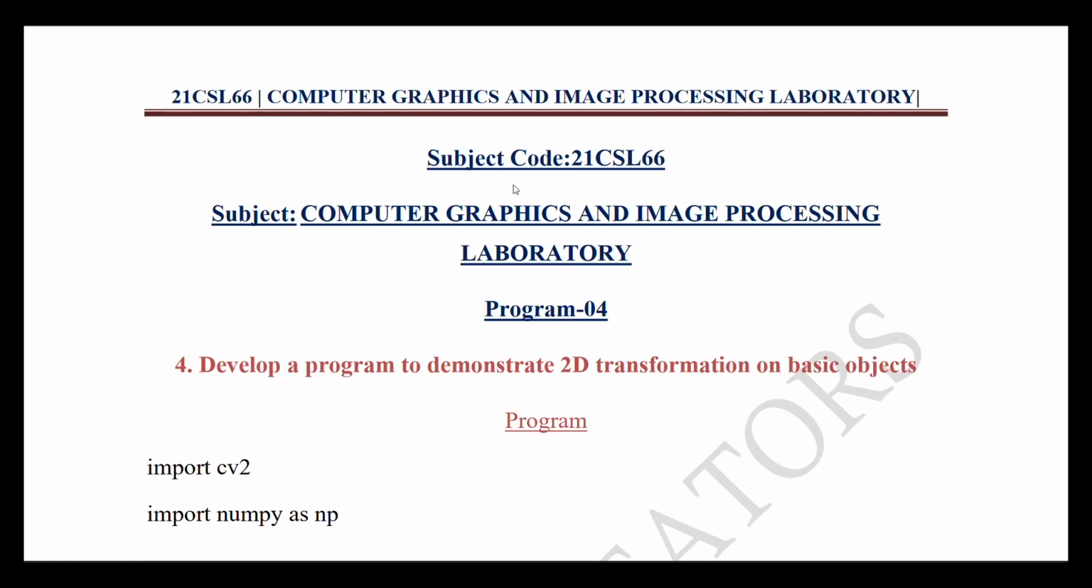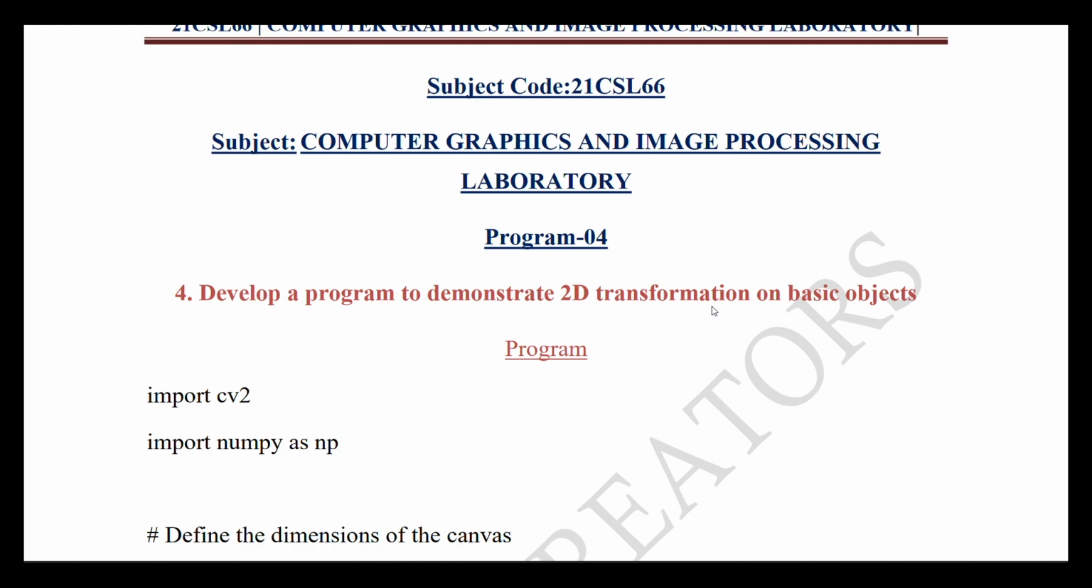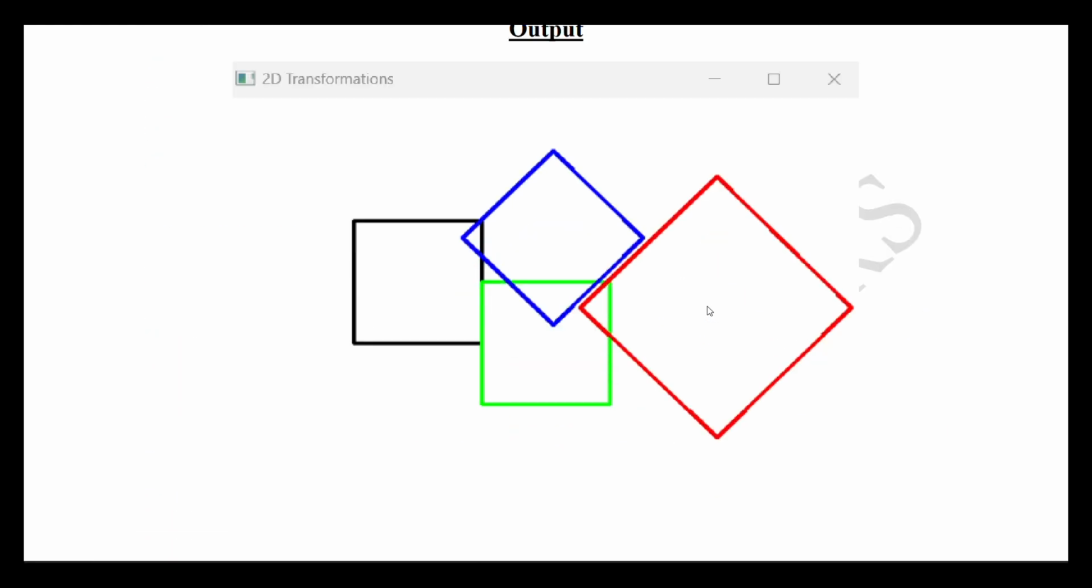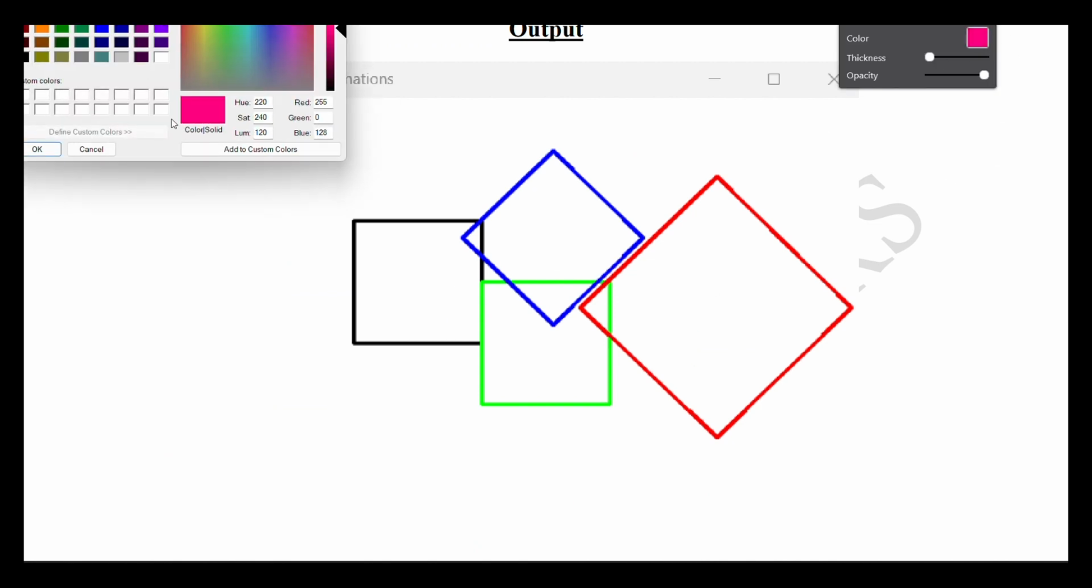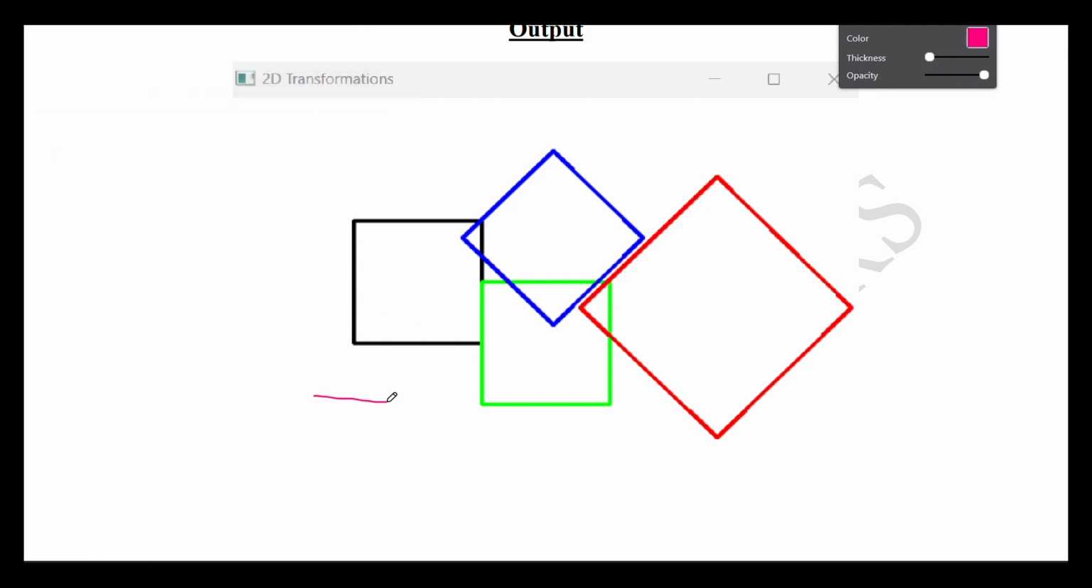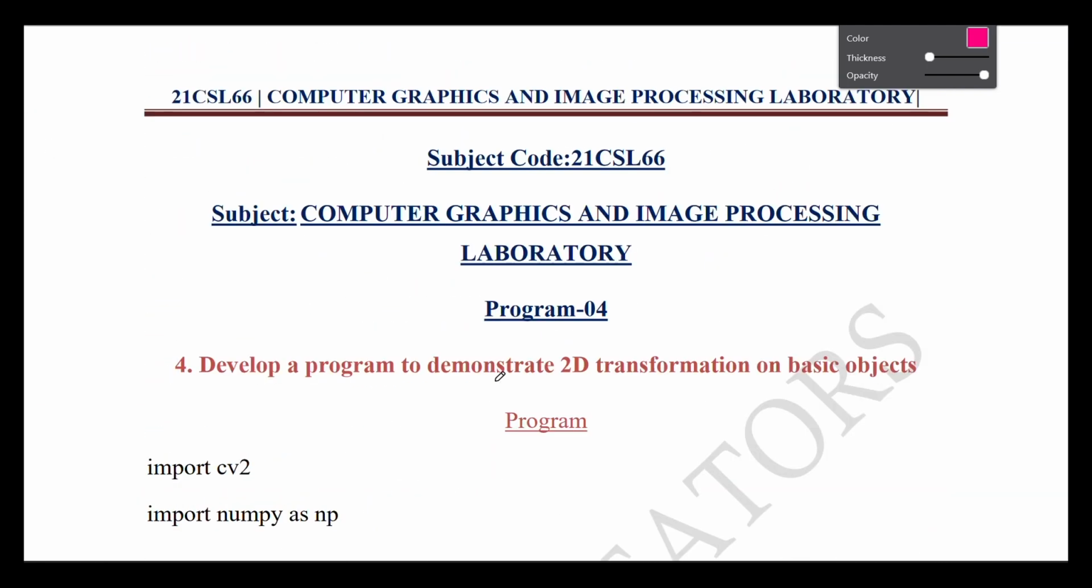Hi everyone, welcome to this tutorial on 2D transformation in the computer graphics and image processing laboratory. Today we'll be diving into program number 4 that showcases how to apply different geometric transformations to a basic object, in this case a square. This tutorial is a part of the computer graphics and image processing laboratory, and the course code is 21CSL66.